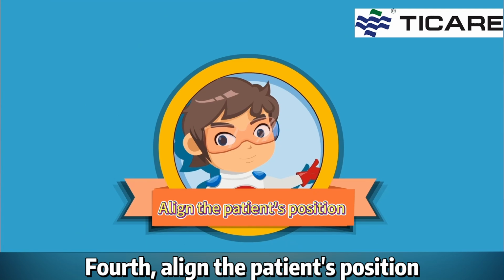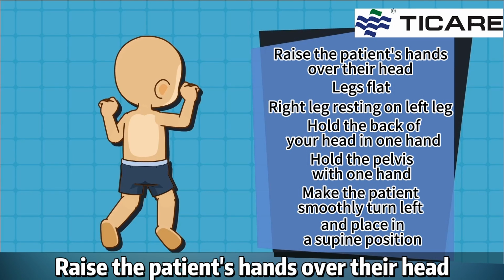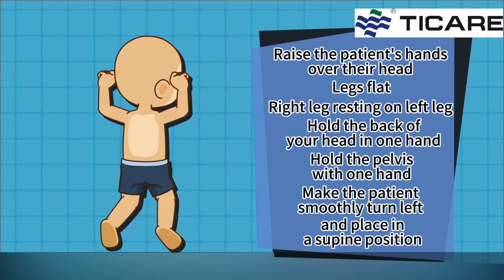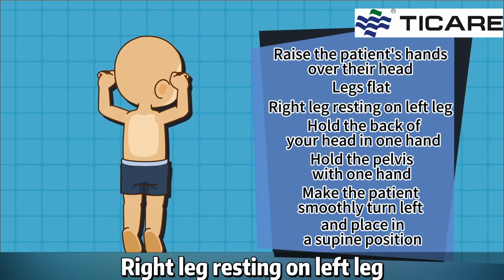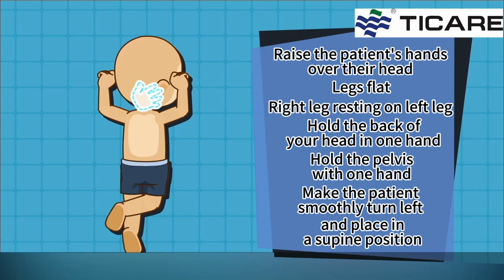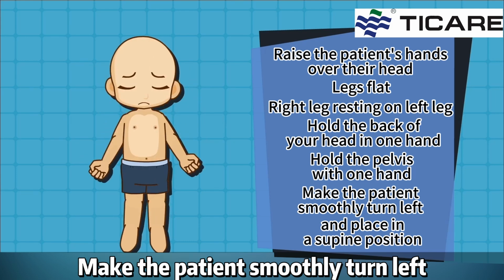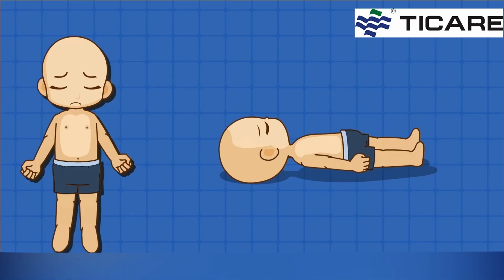Fourth, align the patient's position. If the patient is in a prone position, raise the patient's hands over their head. Legs flat. Right leg resting on left leg. Hold the back of your head in one hand. Hold the pelvis with one hand. Make the patient smoothly turn left and place in a supine position.